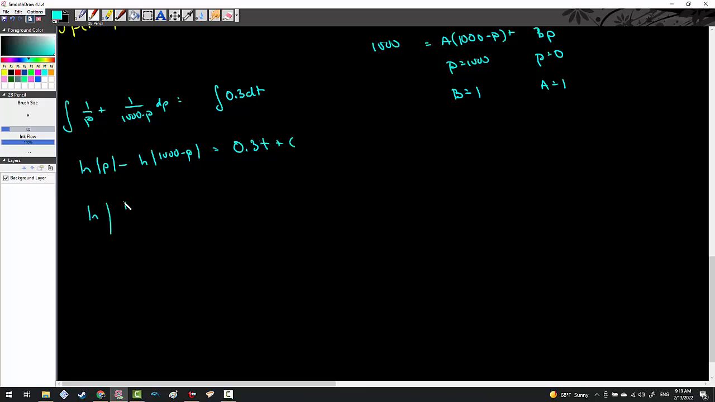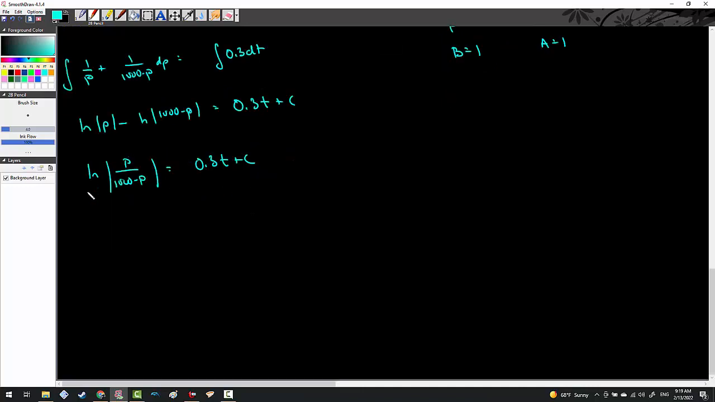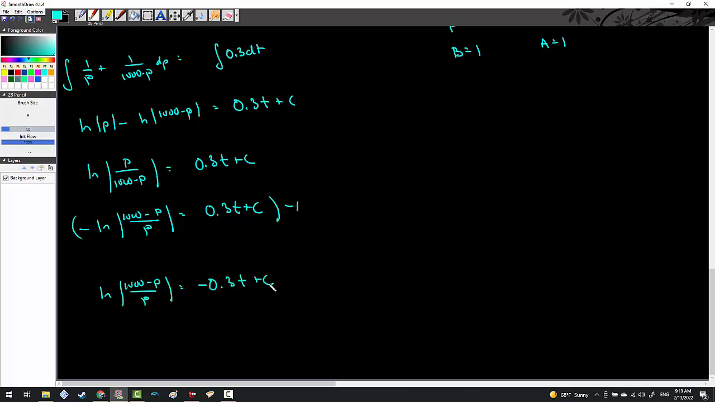So I've got ln of absolute value of p over 1,000 minus p equals 0.3t plus c. Before I do any exponential conversion, I'm going to go ahead and flip this guy. I'm going to say negative ln of 1,000 minus p over p is equal to 0.3t plus c. Multiply both sides by negative 1. I get ln of absolute value of 1,000 minus p over p equals negative 0.3t plus c.